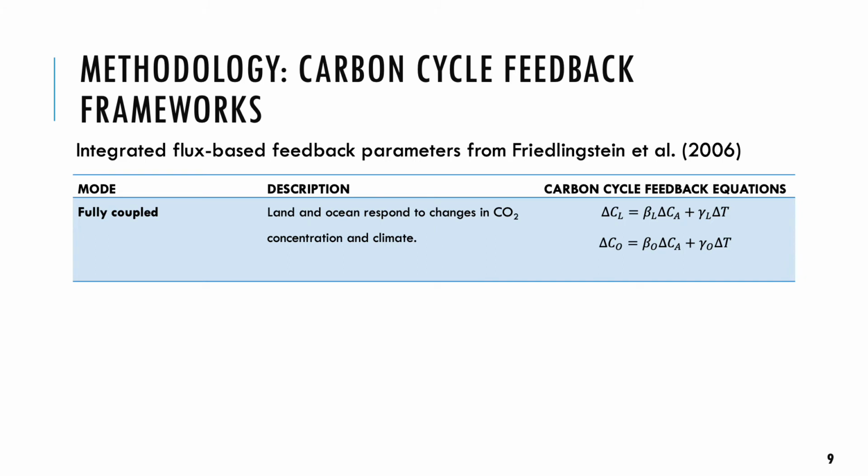So to quantify the carbon cycle feedbacks, I used a carbon cycle feedback framework from Friedlingstein et al. that uses integrated flux-based feedback parameters beta and gamma. Now, in this feedback framework, simulations are run in 3 different modes, the first being the fully coupled mode, in which the land and the ocean respond to changes in CO2 concentration and climate. And so the change in land carbon, for example, would be equal to the sensitivity of land carbon to changes in CO2 multiplied by that change in CO2, plus the sensitivity of land carbon to changes in temperature multiplied by that change in temperature. Then the same can be done for the ocean here.